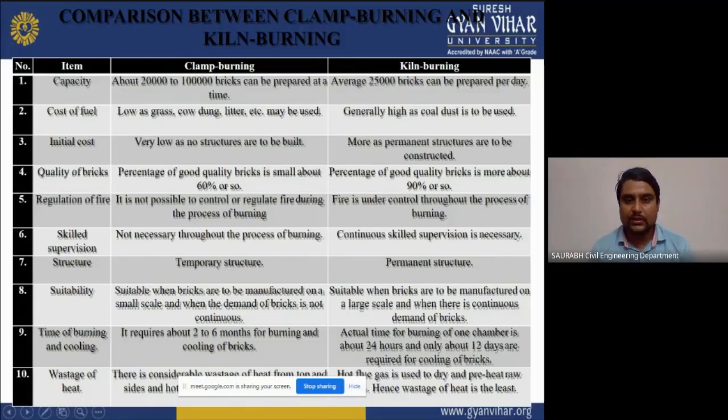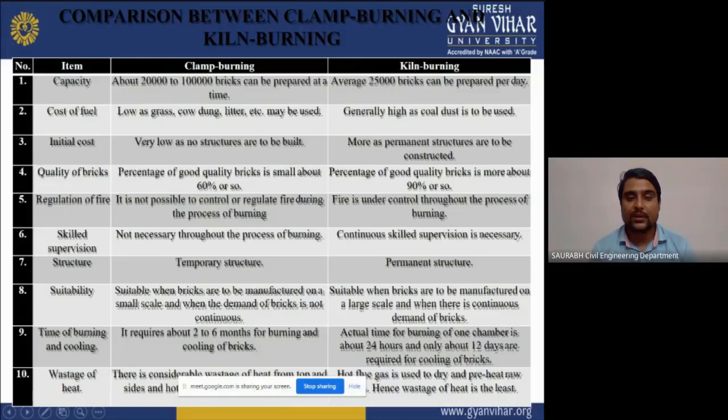Qualities of brick. Now we will see which method gives good quality brick. It is good in clean burning clay brick. If you talk about the quality, the percentage of good quality brick in clamp burning is small, about 60 or so. The percentage of good quality bricks is more, about 90%. So you can understand that if you use the clean burning method, it will give you more quality bricks. As you can see here, we are getting 90% good brick.